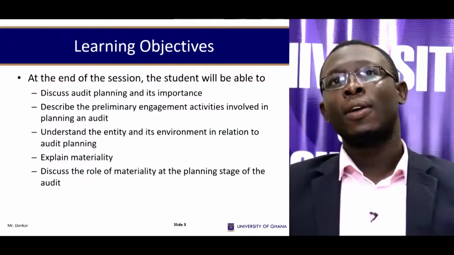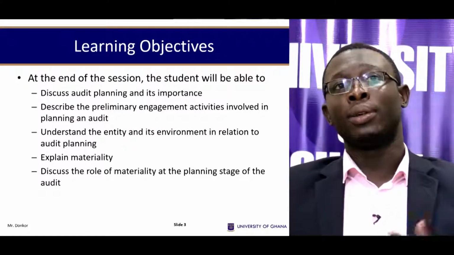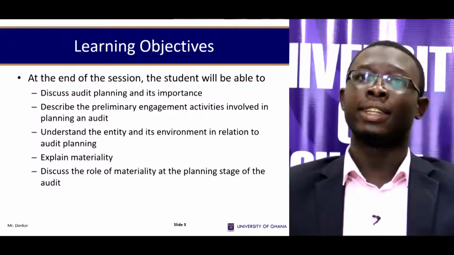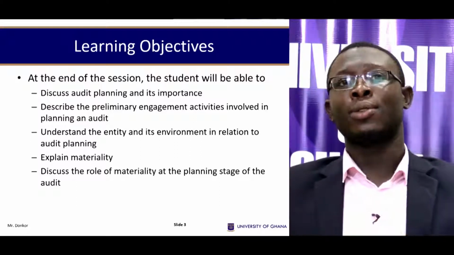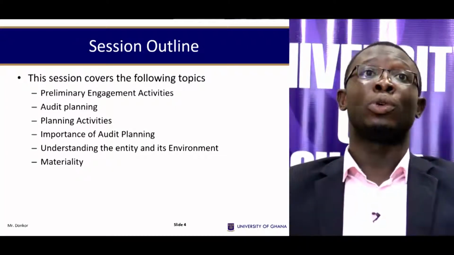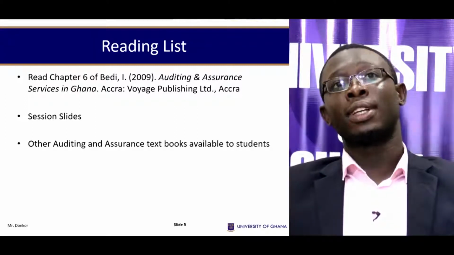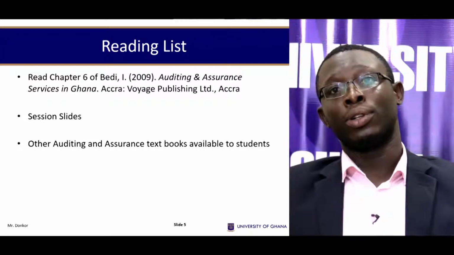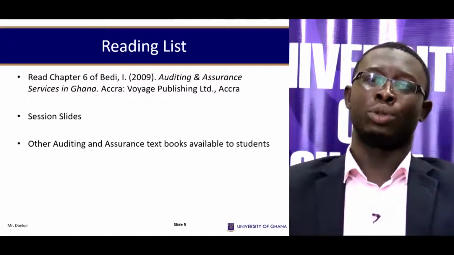At the end of the session, the student will be able to discuss audit planning and its importance, describe the preliminary engagement activities involved in planning an audit, understand the entity and its environment in relation to audit planning, explain materiality, and discuss the role of materiality at the planning stage of the audit. The session will follow this outline. Read chapter 6 of Auditing and Assurance Services in Ghana, the key recommended text for this course, and any other audit and assurance textbooks that will be available to you.